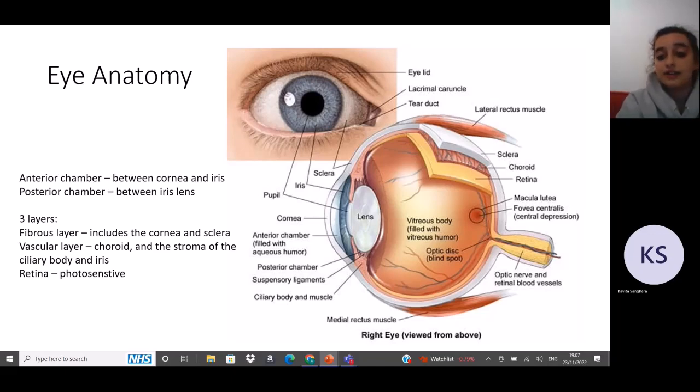And then you've got your retina, which is the pigmented layer that has all your photosensitive neurons and everything. Within your retina, you've got your macula, and that's responsible for your central vision and all the really sharp vision that you can see. And within the macula, you've got a little dip, which is called the fovea. And your optic disc at the back is where your optic nerve leaves the eye, and that's where you get your blind spot.